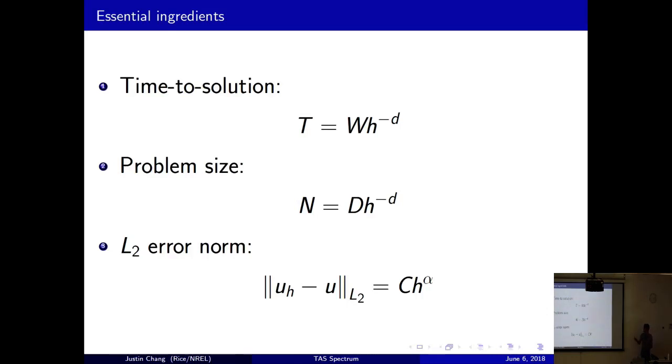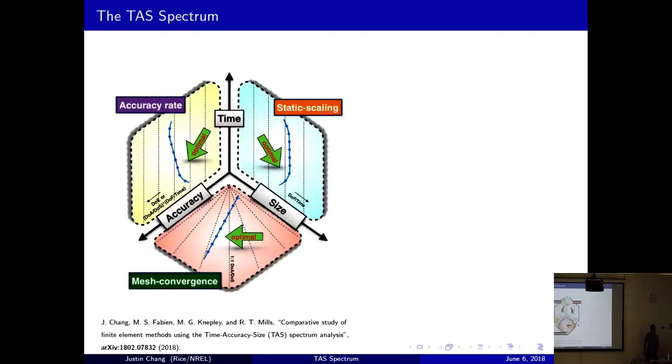We're assuming that time is linearly proportional to the workload. And in this case, we know that d here is the spatial dimension, and alpha here is the theoretical convergence rate of whatever numerical method you're using. And so we're taking the L2 error norm here, and with these three metrics, we can come up with a new spectrum. We have the three quantities of interest, time, accuracy, and size, and with these three metrics, we could come up with three different plots.